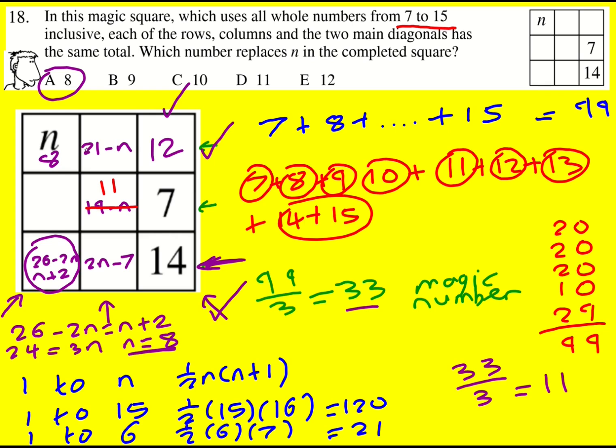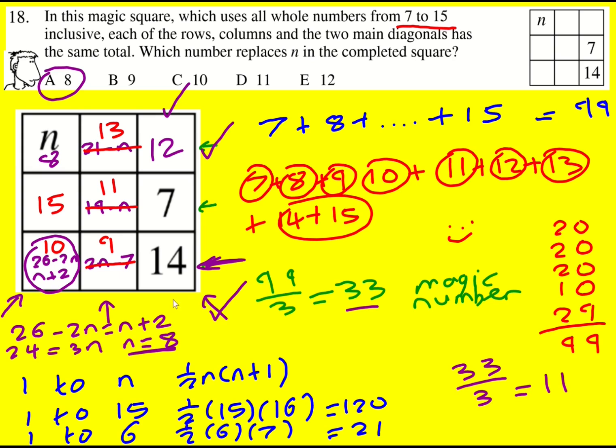21 minus 8 is going to be 13. So that works. 2n is 16 minus 7. That's going to be 9. Over here, I'm going to get 10. Then I've got 18, so this will be 15. So we've used the numbers from 7 to 15. All checks out. Can be pretty happy with that.